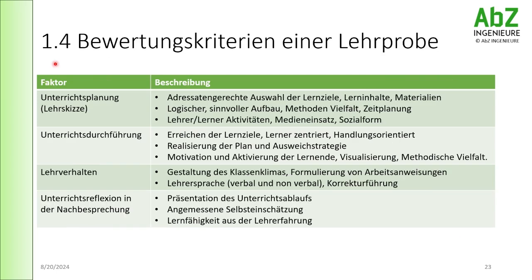Then we have the Bewertungskriterien einer Lehrprobe. How to assess a teacher's execution of a class which has been planned and executed without the help of the Begleitlehrer. The first factor is Lehrskizze. The Lehrskizze must have selected the target, the contents and the material according to the age group or the correct Lerngruppe, basically age, their level of knowledge, etc.